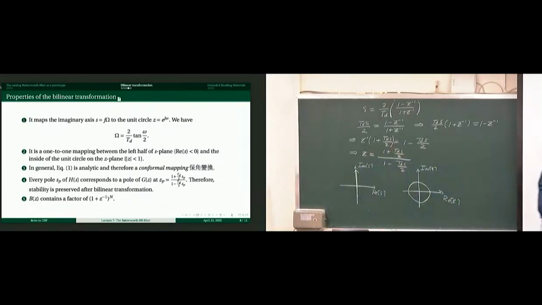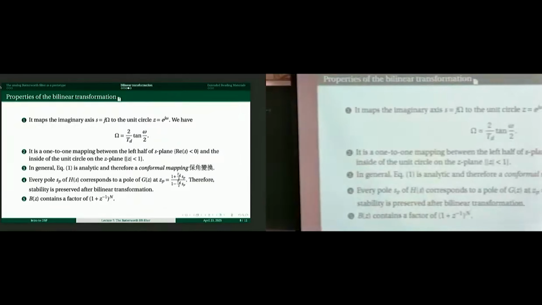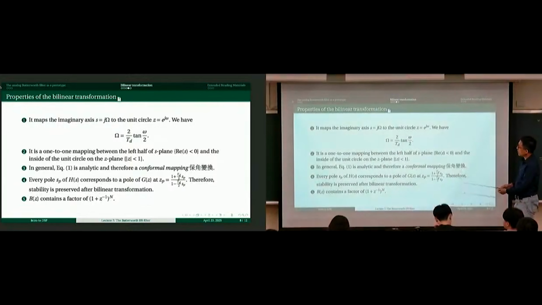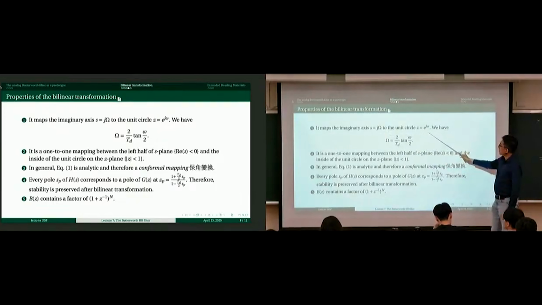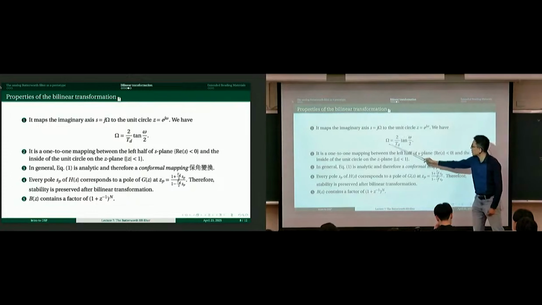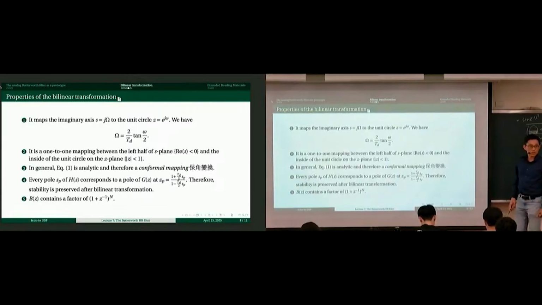Let me just introduce all the properties before we dig into details. That's the first property I claim to you: the bilinear transformation is a mapping between S and Z, and in particular, the imaginary axis is mapped to the unit circle. Therefore, this implies a relation between big omega and small omega. You can make this derivation. I believe we've done that last Thursday, in both the Chinese and English sessions. Big omega is radian per second, and small omega is the omega in the DTFT. There is this relation.